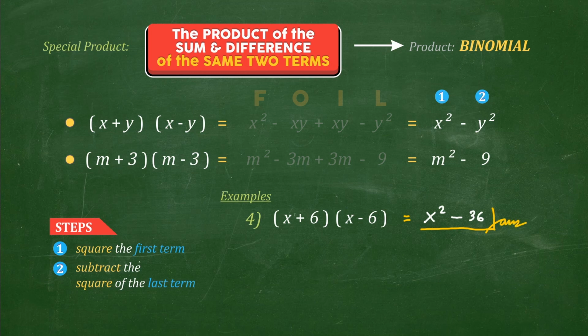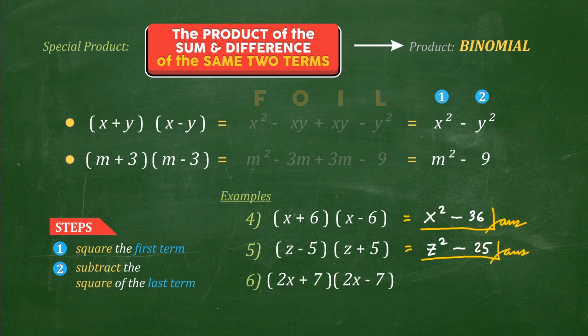Okay, ready for example number 5. Quantity z minus 5 times the quantity z plus 5. Again, we know this is a product of the sum and difference of the same two terms. So we can again use our shortcut and expect another binomial answer. First step, square the first term. So we write z squared. Second step, subtract the square of the last term. This will then be a difference. Then 5 squared is 25. This is the answer. Nice.